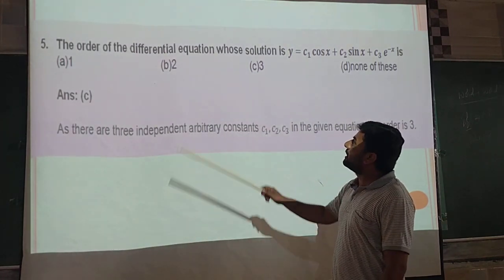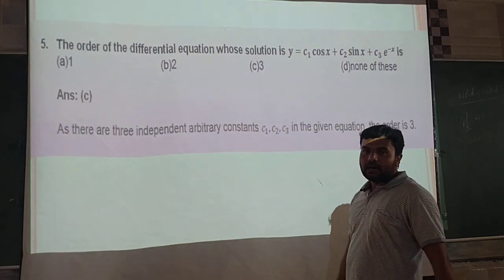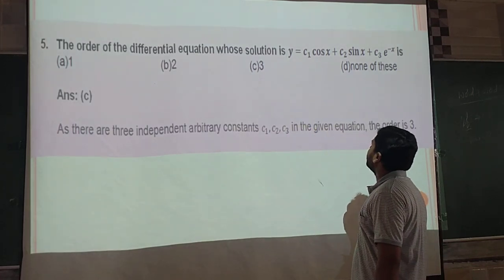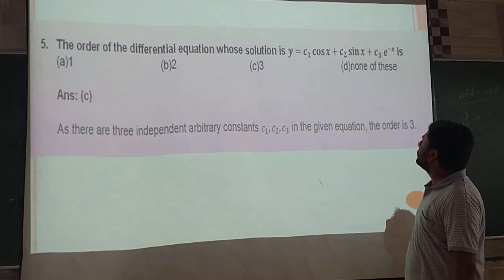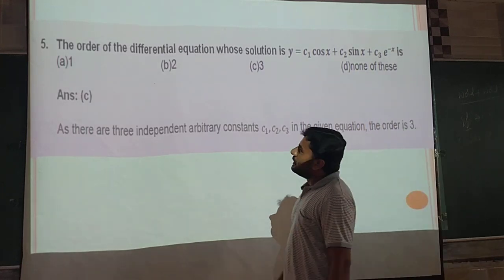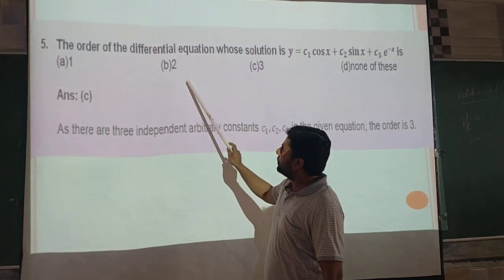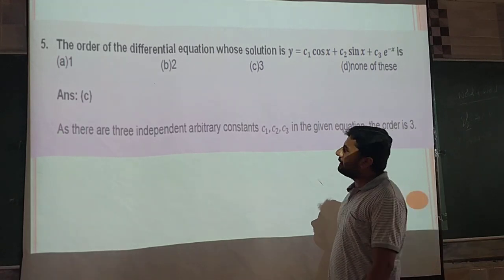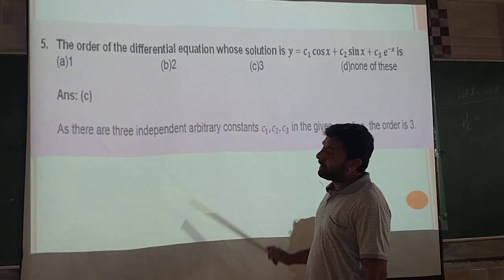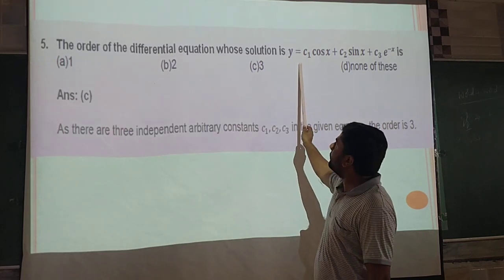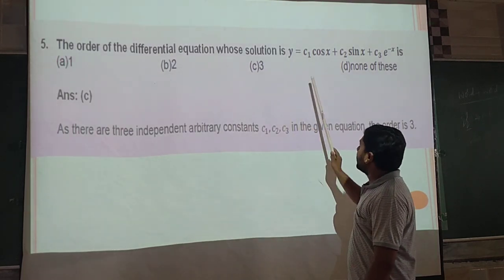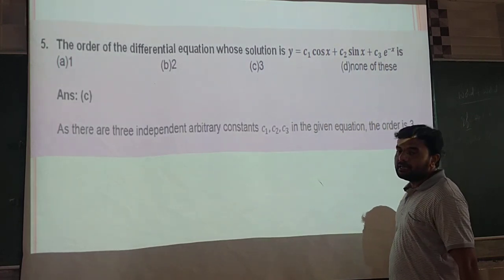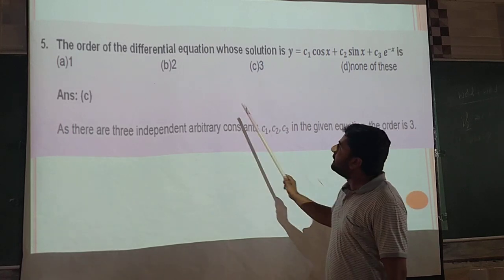The order of the differential equation whose solution is y is equal to c1 cos x plus c2 sin x plus c3 into e power minus x is: option A is 1, option B is 2, option C is 3, option D is none of these. As there are 3 independent arbitrary constants in the solution of the differential equation, c1, c2, c3 are the arbitrary constants in the given equation. Therefore, the order is 3.